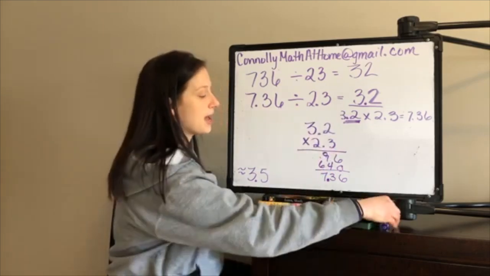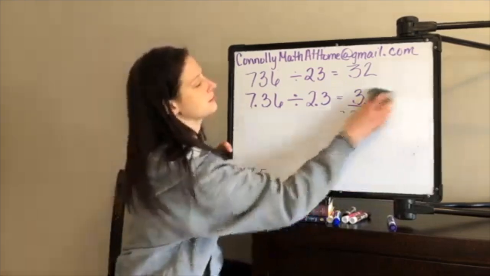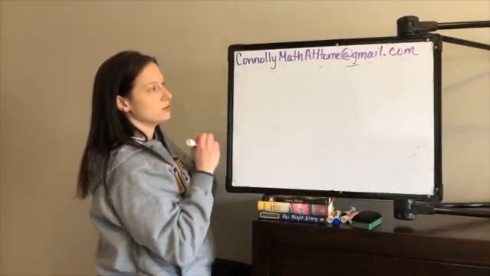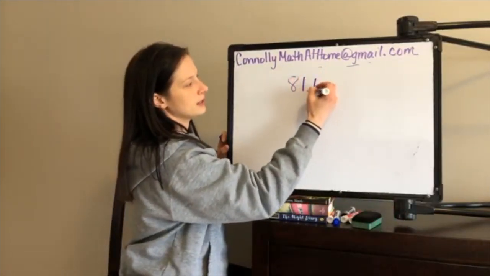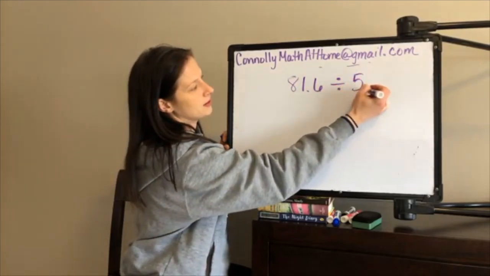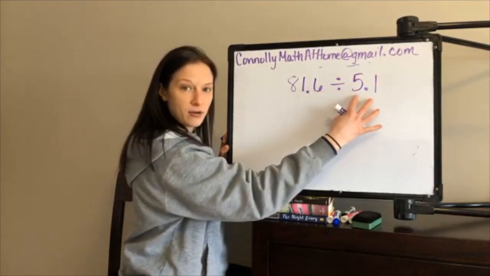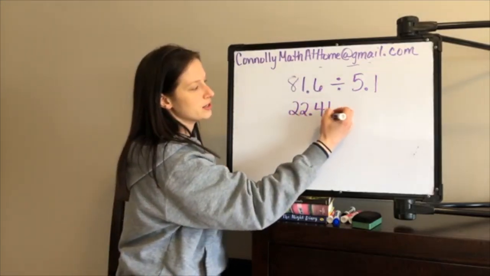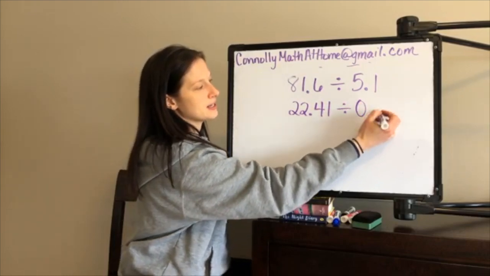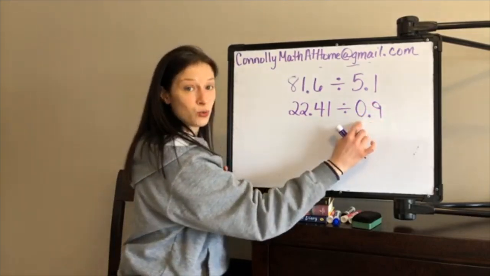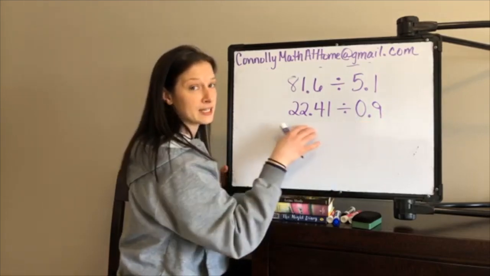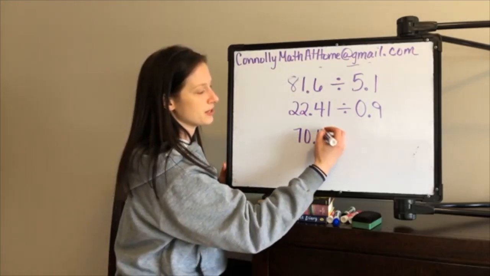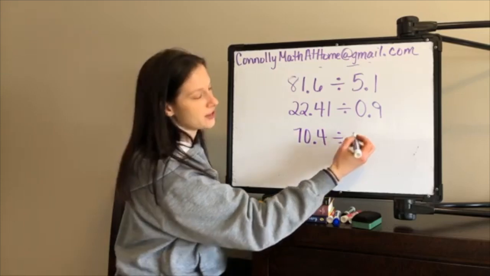Okay? So, as usual, I'm going to give you 3 to try at home. So you are going to think about 81 and 6/10 divided by 5 and 1/10. I want to see some rounding. I want to see the estimate. Okay? Then you're going to think about 22 and 41/100 divided by 9/10. This is close to 1 whole. So you're rounding and getting an estimate first so you know where your decimal will end up, or if you need to make the quotient 10 times larger, 10 times smaller, all that jazz.